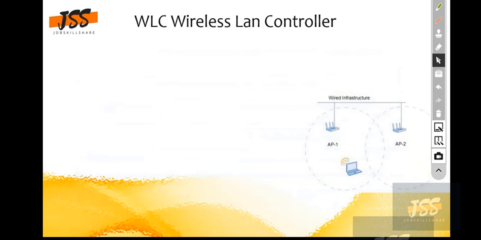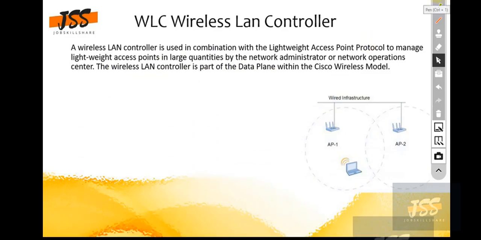Let's move further. Another concept under wireless is known as the wireless LAN controller. And what is a wireless LAN controller? It is used in combination with the lightweight access point, which is known as LWAP protocol, to manage the lightweight access points in large quantities by the network administrator or network operation center. The wireless LAN controller is a part of the data plane with the Cisco wireless model. So before I go to the WLC, what is it? I will just give you another example.